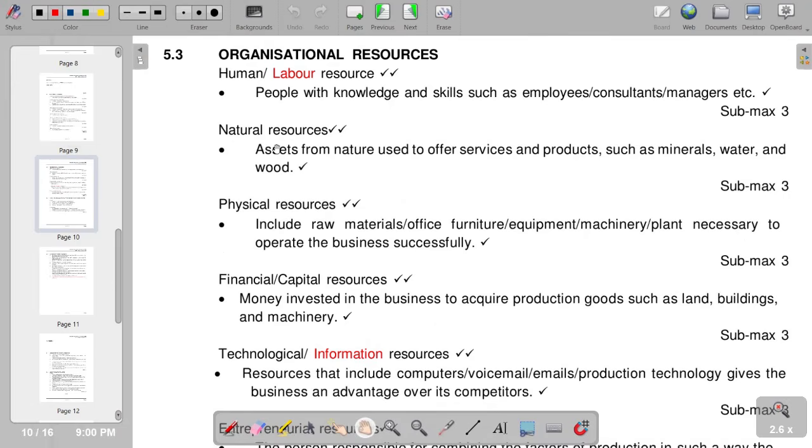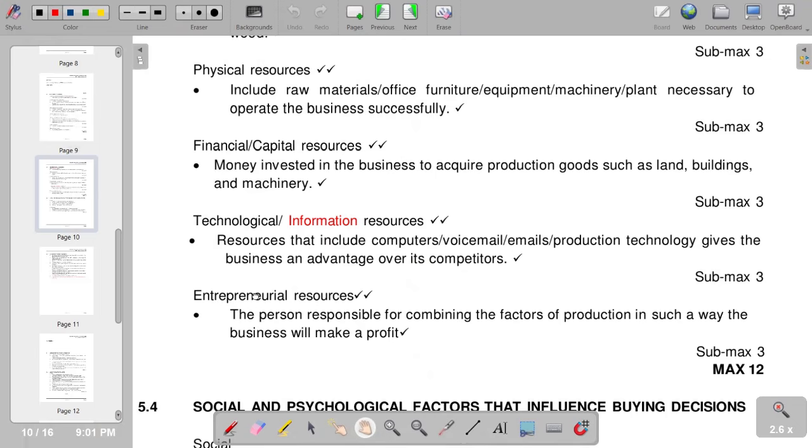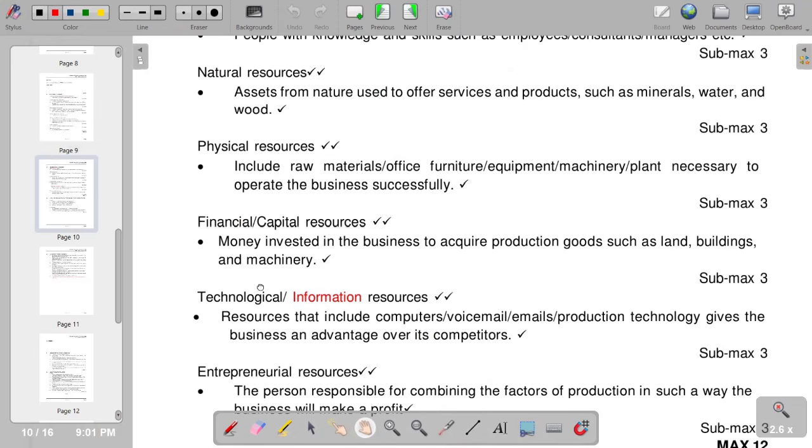Moving on to organizational resources, we have human or labor resources, natural resources, physical resources, financial or capital resources. We also have technological or information resources and entrepreneurial resources. So these are the resources that we have.